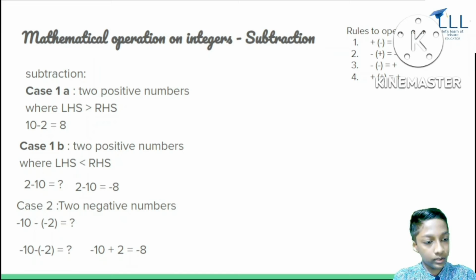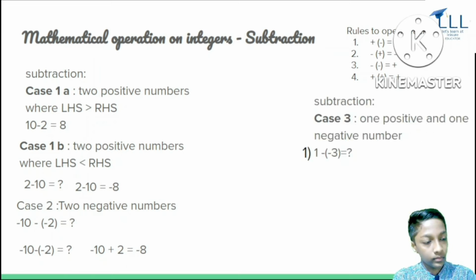Now let's go to the third case. In the third case, we will get one positive number and one negative number. So it is 1 minus of negative 3. Since the negative number is inside a bracket, we have to remove the bracket. For this, we should use the third case of removing the bracket. In the third case, we have to remove the bracket and put a positive sign before the number. So it will become 1 plus 3, which is equal to 4.